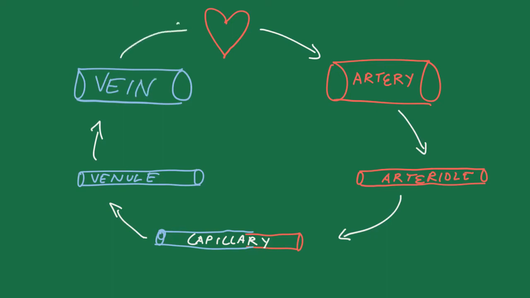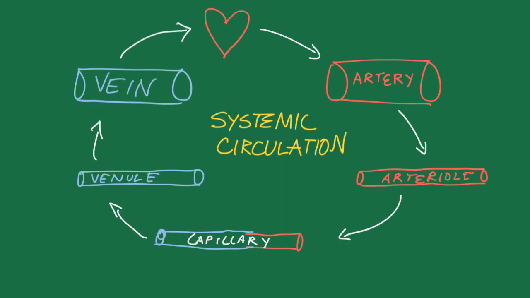back to the heart. We know this is a systemic circulation because the blood leaving the heart is oxygenated and the blood entering the heart is deoxygenated. If we are dealing with a pulmonary circulation, it would be the opposite. The blood leaving the heart would be deoxygenated and the blood returning to the heart would be oxygenated.